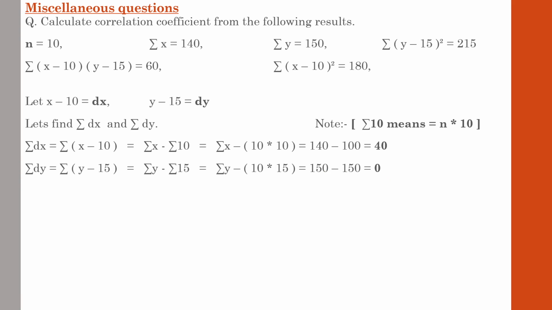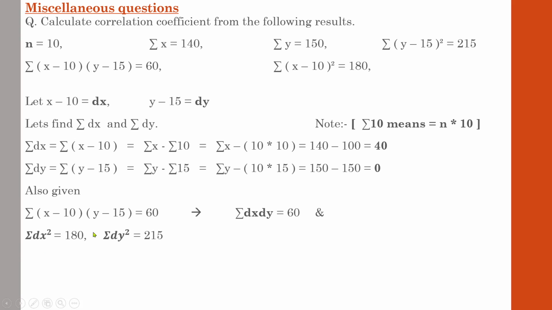So we have found sigma dx and sigma dy, and all the other variables are given in the question. So just directly substitute all these details in the equation. And regarding sigma x minus 10 and y minus 15 equal to 60, naturally we can understand that it will be sigma dx dy. So it is written as sigma dx dy equal to 60. You need not do any further computation.